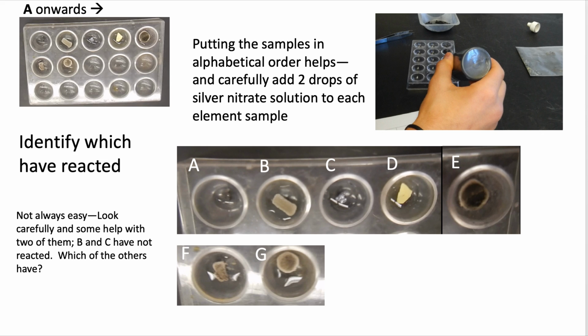Identify which have reacted. And again, it's not always easy. And here I'm giving you a little bit of help and saying B and C. Do I mean B and C? Some of B has reacted. And which of the others haven't? C hasn't.